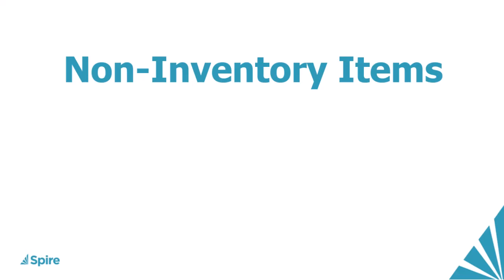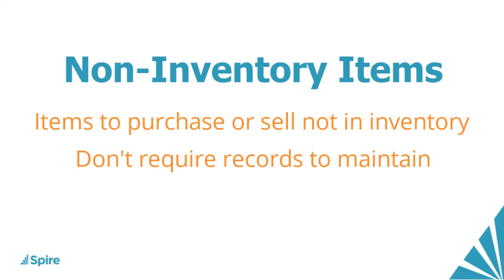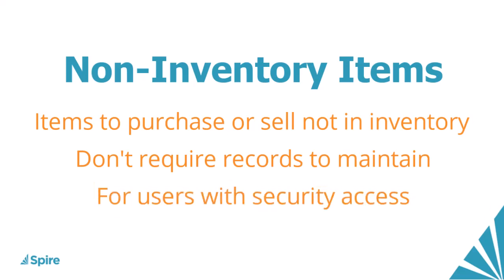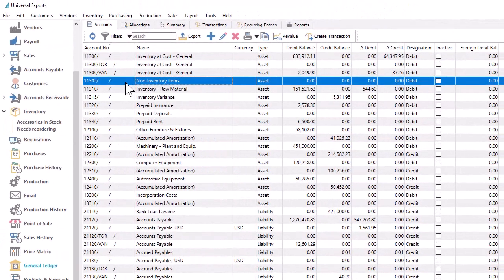There may be circumstances where specific items that you purchase or sell are not stored in inventory and do not require records to maintain. Spire supports enabling non-inventory items for use on order transactions for users with security access. Before using non-inventory items and transactions, there are some accounting and security settings that should first be determined.